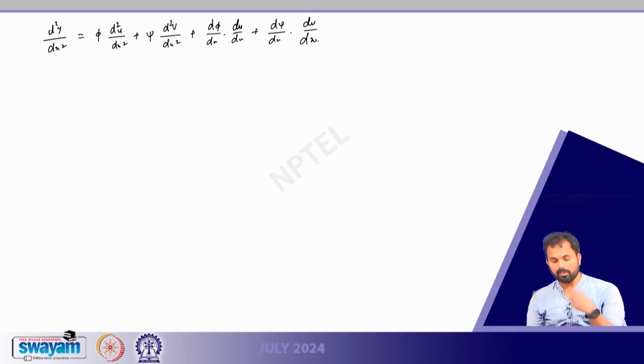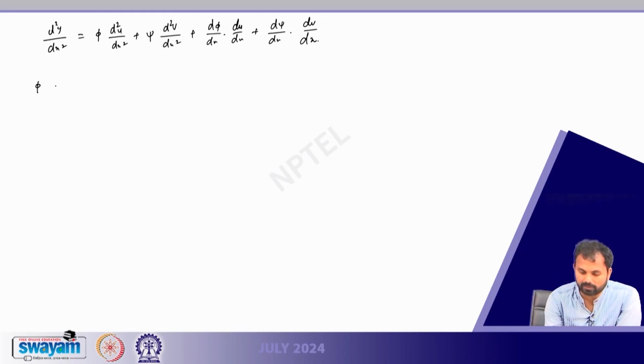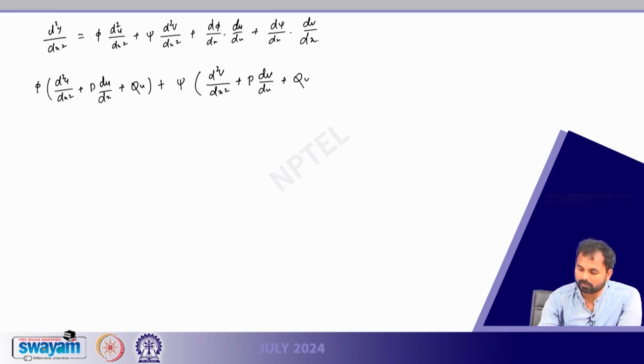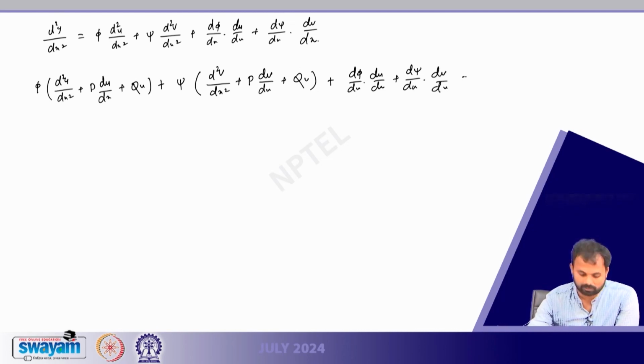Now, we will substitute all these values in our original equation number 1. So, if I substitute all these things, then we will have phi into d square u by dx square plus capital P into du dx plus capital Q u plus psi into d square v by dx square plus P into dv dx plus Q v plus d phi dx into du dx plus d psi dx into dv dx. This is equal to capital X, but u and v are the solutions.